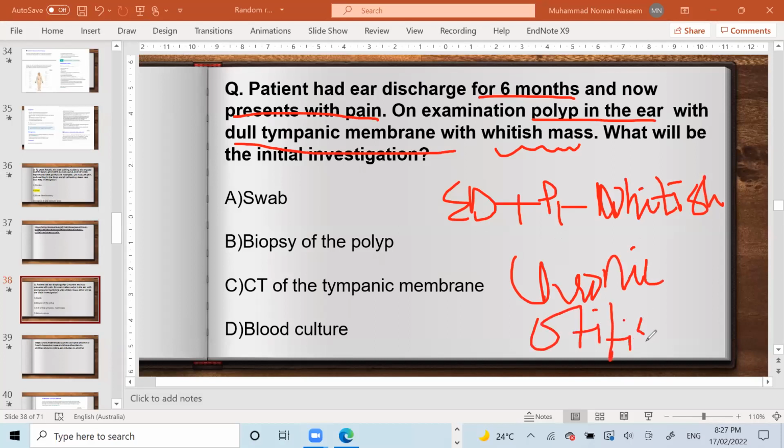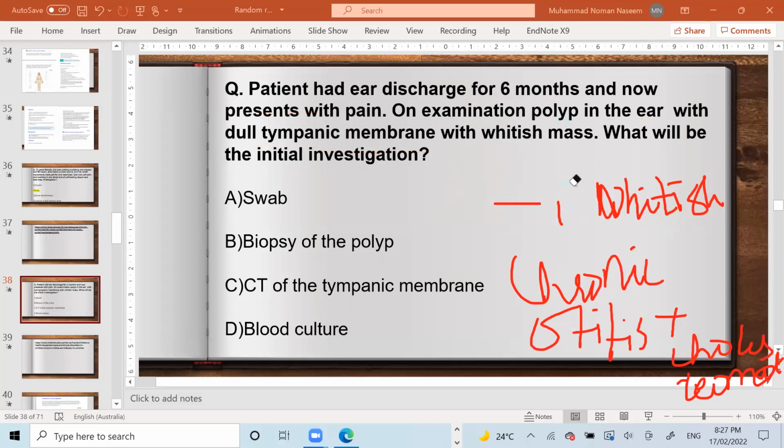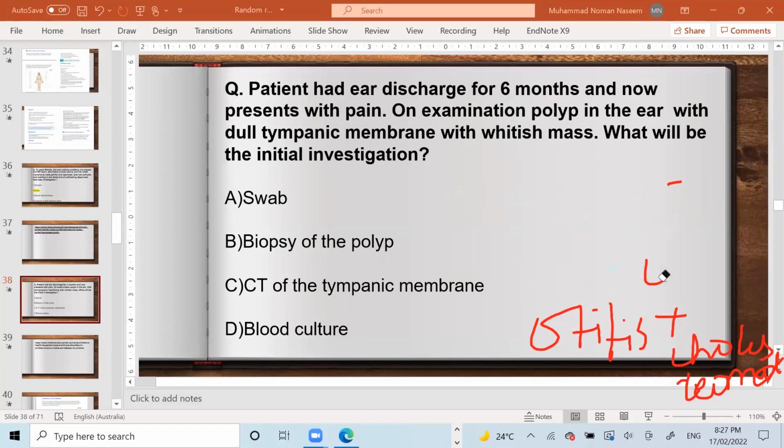Now, along with chronic otitis media, he is having a complication as well in the form of the whitish mass. So the patient is having chronic otitis media with formation of a cholesteatoma. Cholesteatoma is like a debris which collects over time, and there's keratinization of it in the ear, leading to formation of a whitish mass, and it causes pain and hearing loss in the patient.